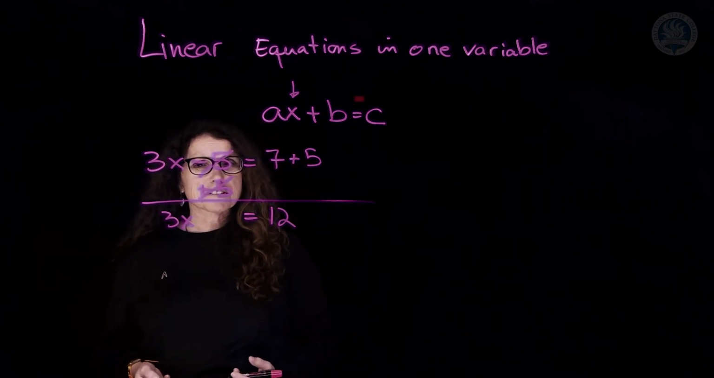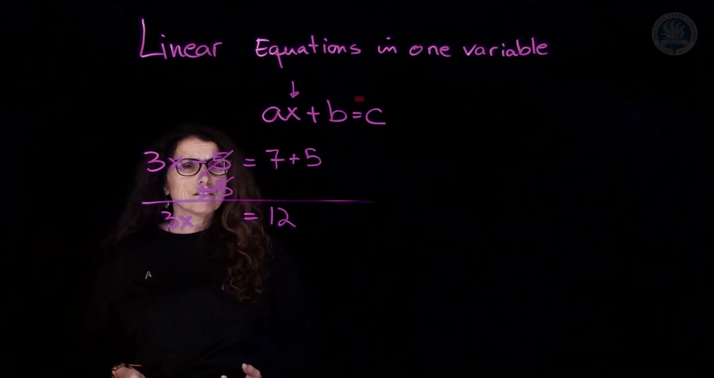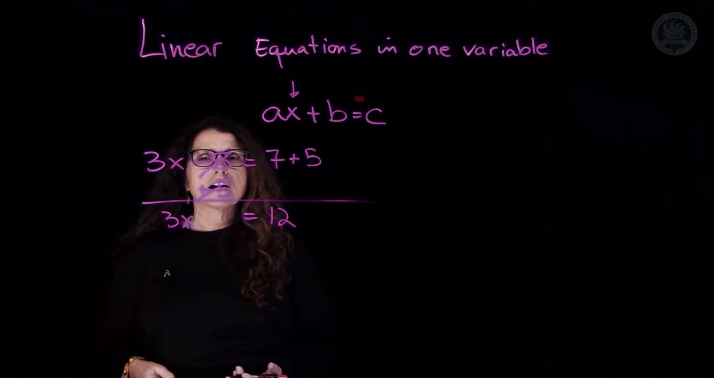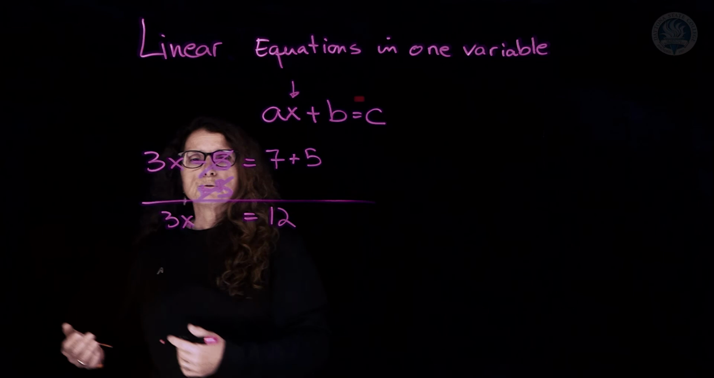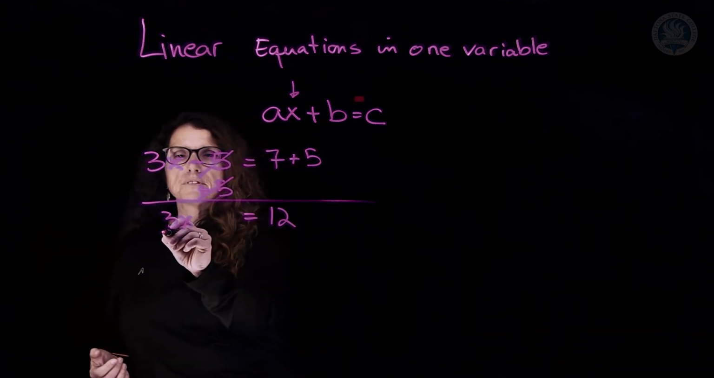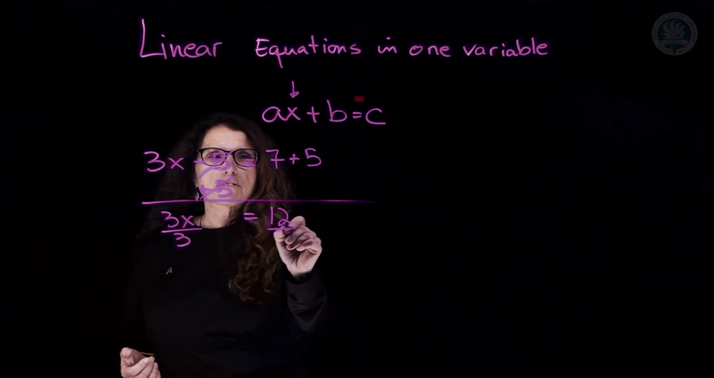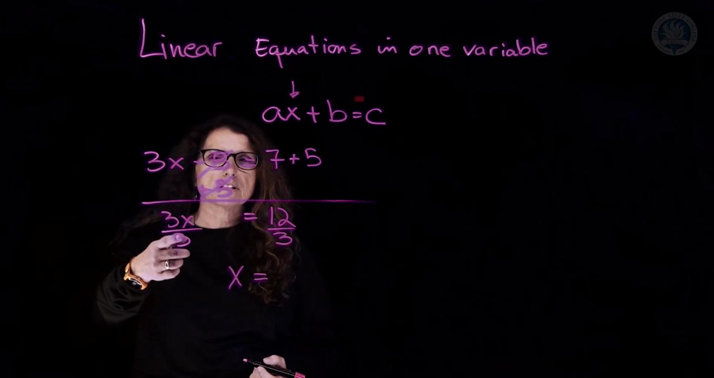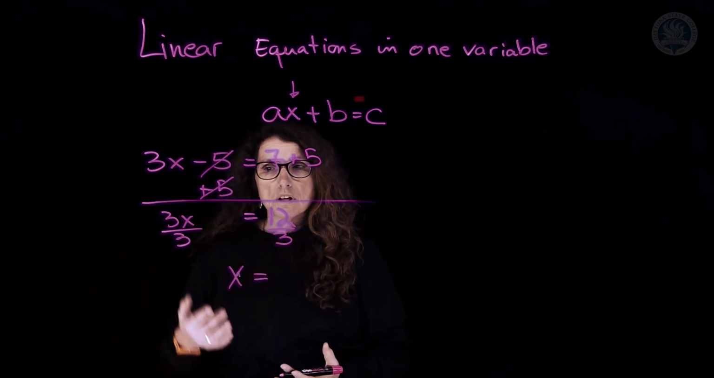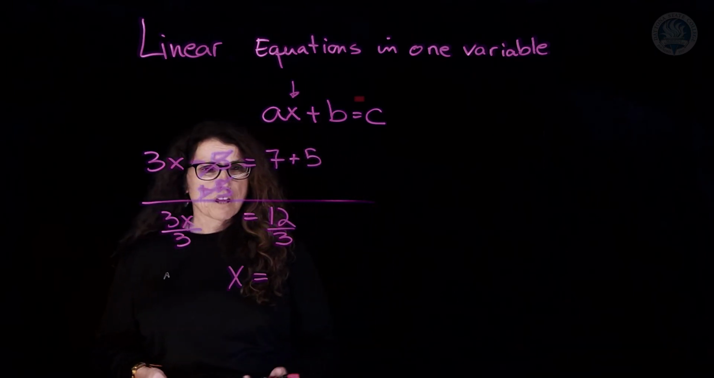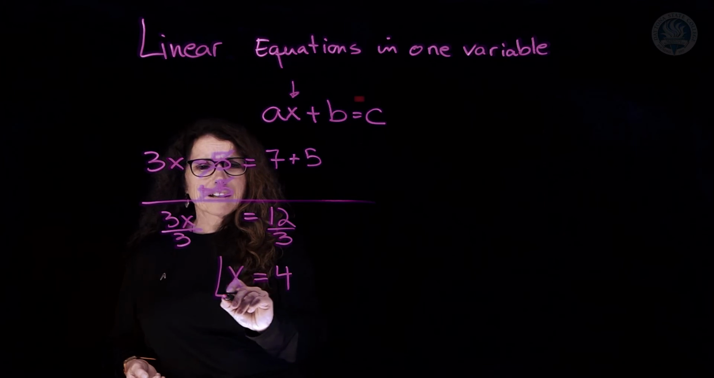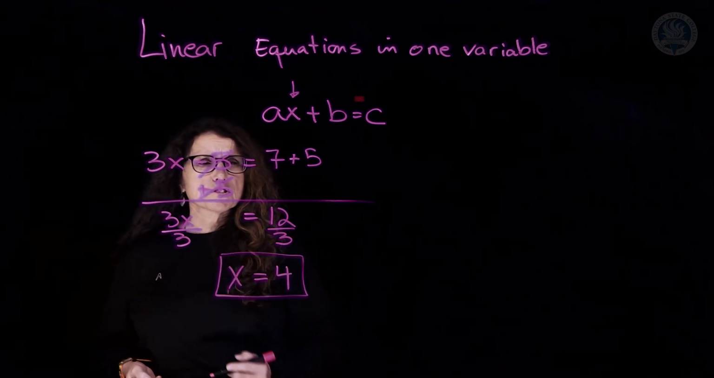What is the next step? How do we get x by itself? Well, we need to get rid of this 3. This says 3 times x. To undo it, we have to divide here. We're dividing by 3 both sides, and 3 divided by 3 is 1. So 1x is equivalent to x. 12 divided by 3 is 4. X equals 4 is our first answer.